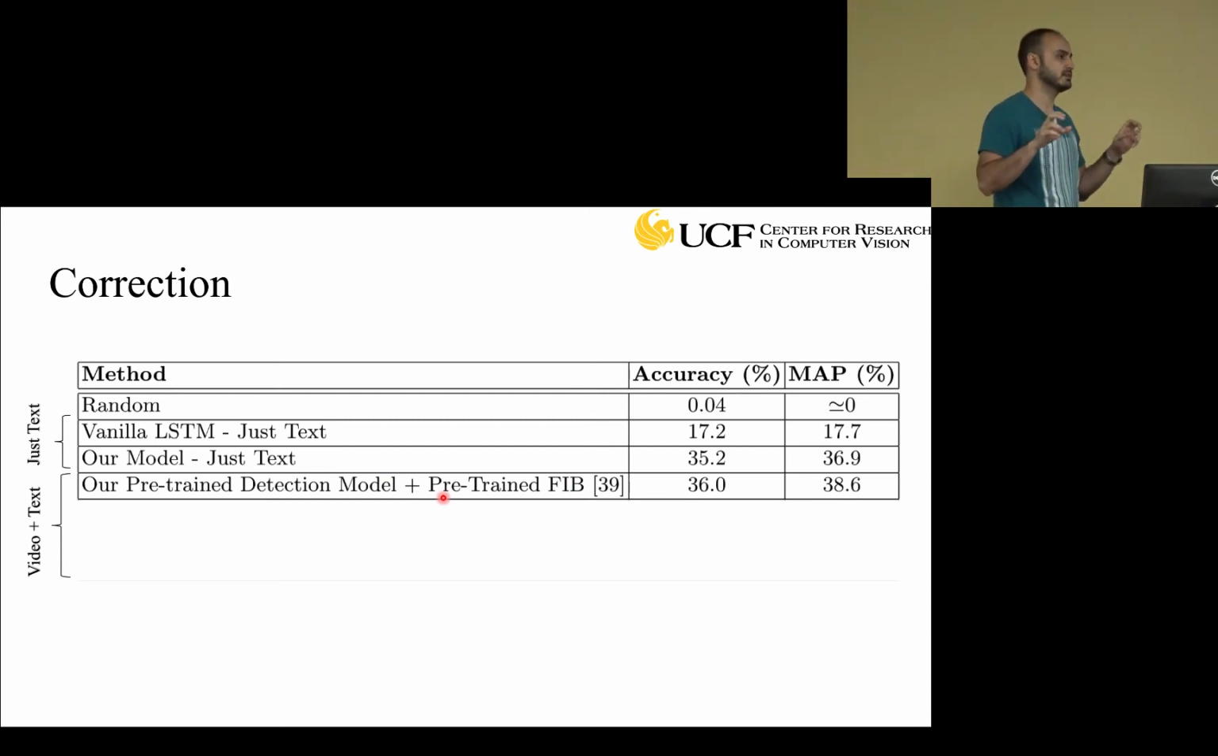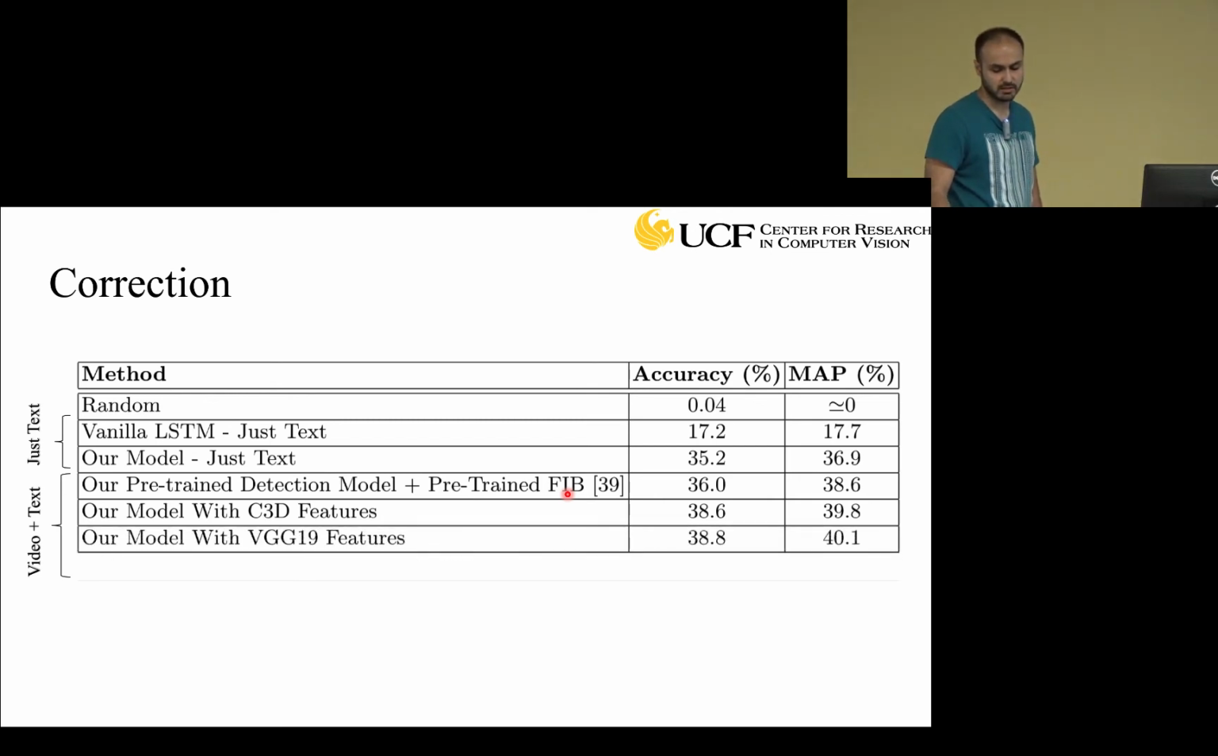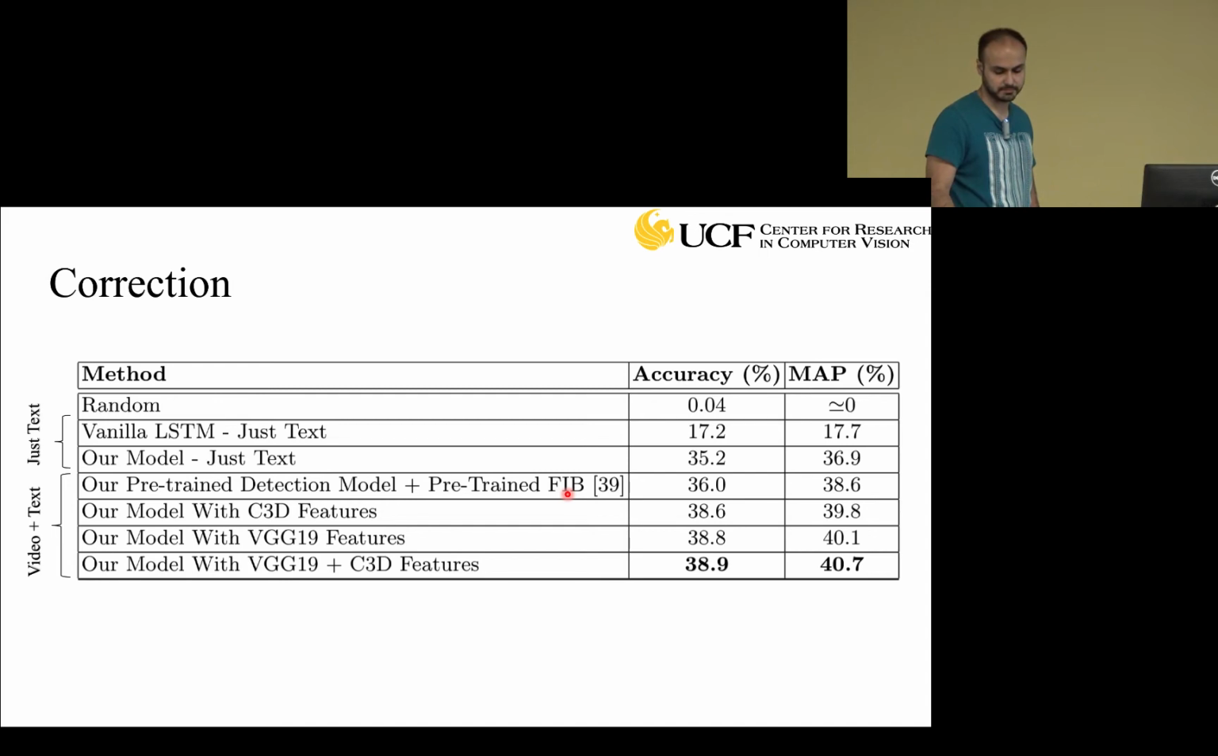Fill-in-the-blank is another research topic where, given a sentence with one blank in it, they learn to fill that blank. So our model, if we use just the first set of visual features, gets 38%. And again the same if we just use VGG19. And 38.9% if we use both of these features.